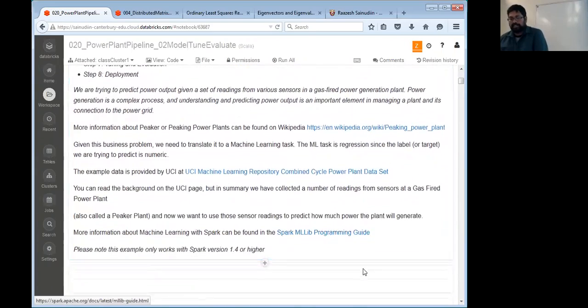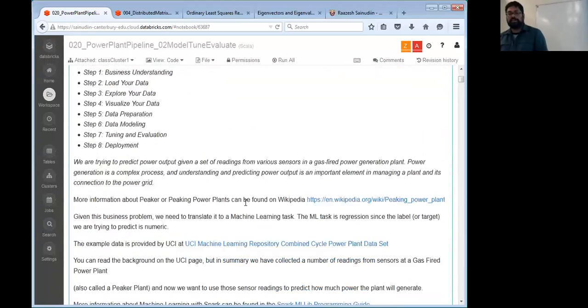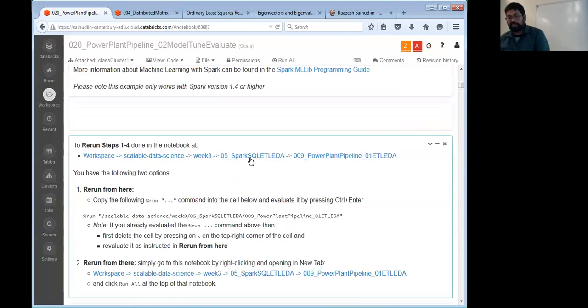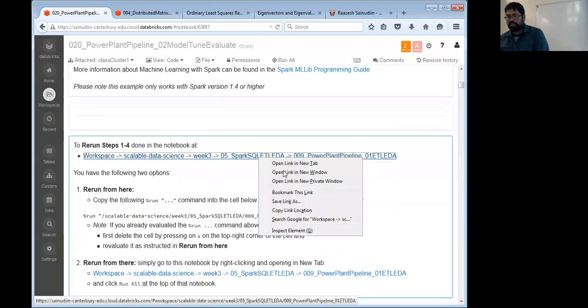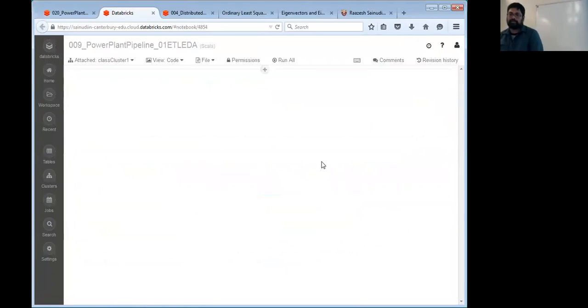Once again, this is from week 3. What we're going to do now is just rerun steps 1 through 4. Remember, we did these steps for this Powerplant pipeline: business understanding, loading data, exploring data, and visualizing data. So that's here, and this is actually a worksheet. If I click and open, I can go here.